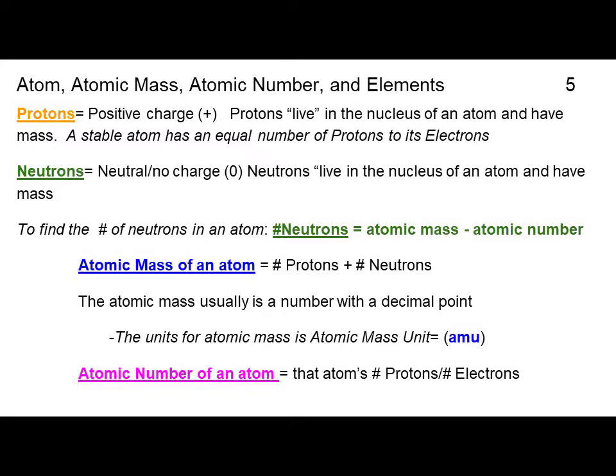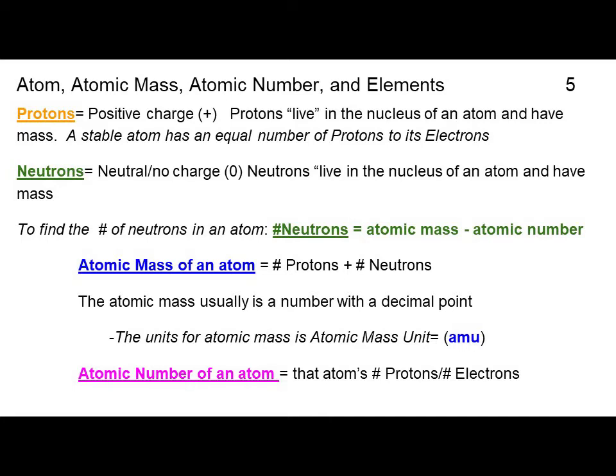And neutrons have a neutral or no charge. They live in the nucleus of an atom and have mass. So to find the number of neutrons in an atom, the number of neutrons equals the atomic mass minus the atomic number. Let's find out a little bit more about those two things, atomic mass and atomic number.